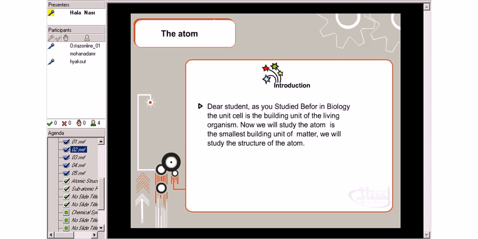So as you learned here, the cell is the smallest unit in a living organism. However, the atom is the smallest unit in matter. Do you have any question till this point? Any question?